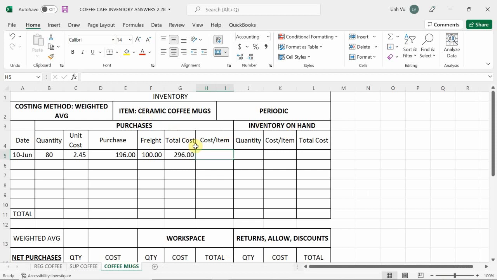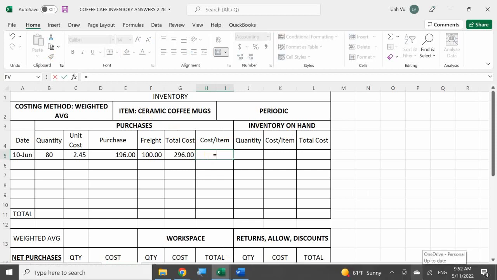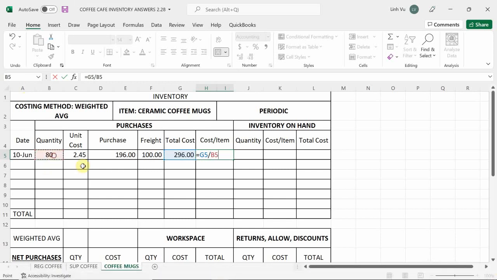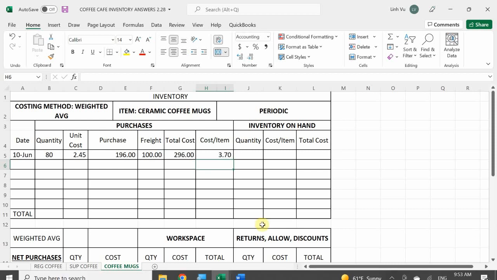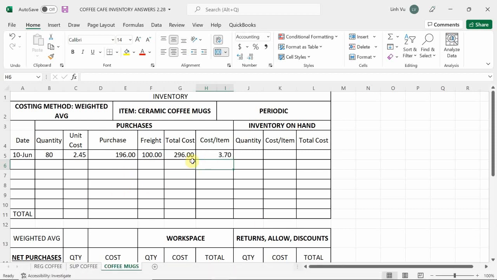So I'll go ahead and do that. Practice purposes only, cost per item is going to be your total cost divided by your quantity. So in this case, my cost per item is $3.70.